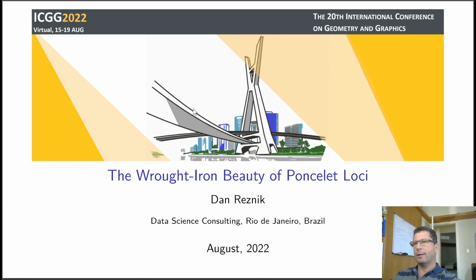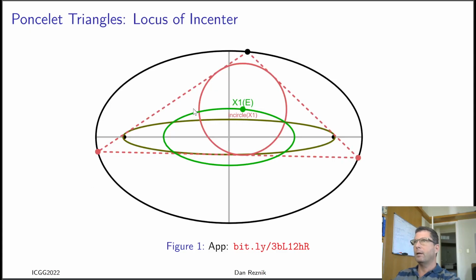Hi, I'm Dan Reznik, and I'm here to talk about my ICGG 2022 paper titled The Wrought-Iron Beauty of Poncelet Loci. One first primitive we need is the idea of a triangle family or Poncelet family of triangles.